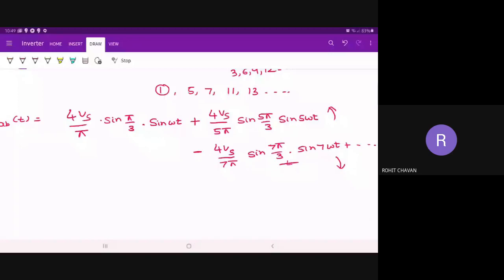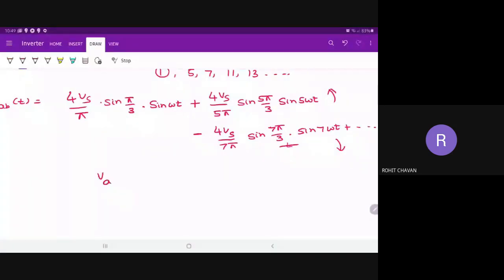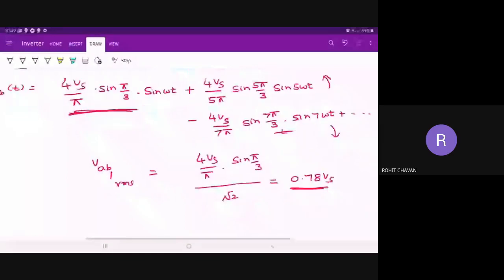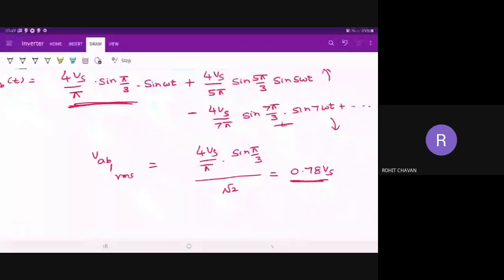Now we will find out the fundamental RMS value. What is the RMS value of this waveform? It is 4Vs by pi into sine pi by 3, that is its peak value, divided by root 2. That gives you the RMS value. If you do that, you will get something around 0.78 Vs.